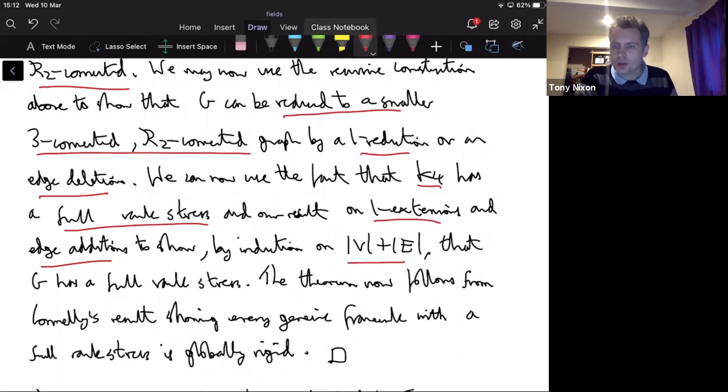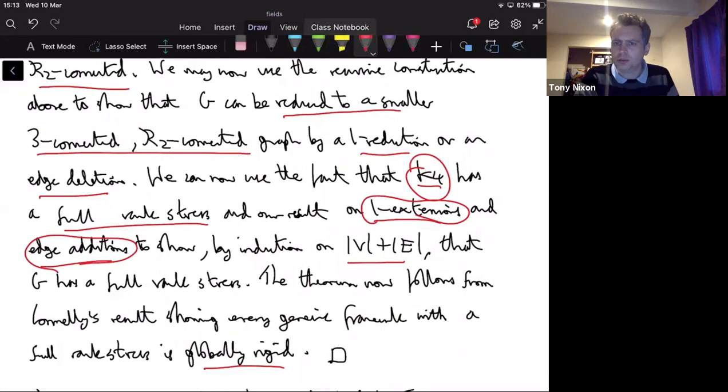And then we showed Connelly's result, which was that if you have a full rank stress, then generically you are globally rigid. And so the final graph at the end of the construction will always be globally rigid, because the first one was, and the operations that we used that generate every graph in the class preserved full rank stress and hence were globally rigid.